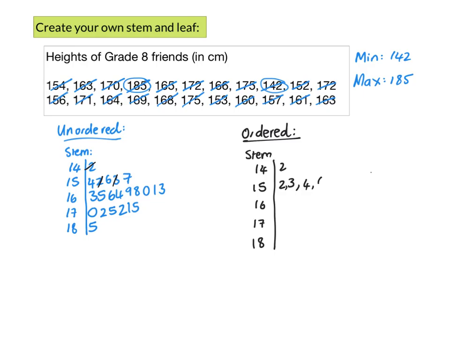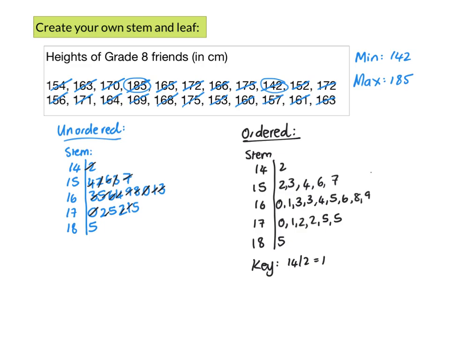I like to separate my leaves by a comma, or you could just leave a little space. And I'm not showing all of that. Now to finish off, you put in a key. And we've looked at keys before, how they work. And there you go. I'm done. I'm just going to neaten things up a little bit. And my stem and leaf is finished.